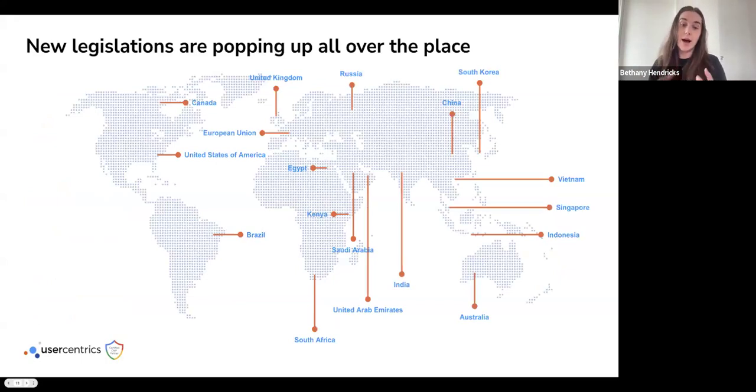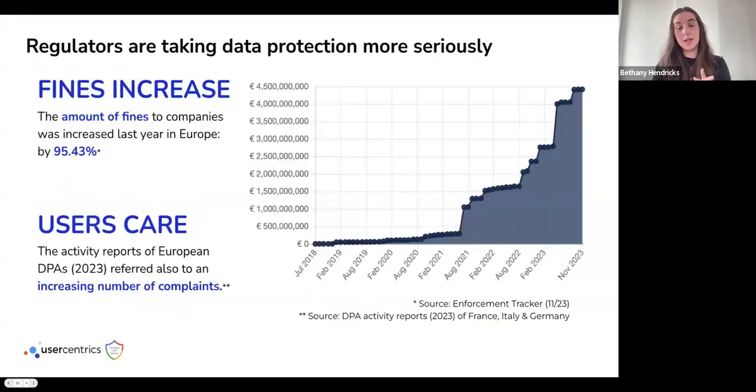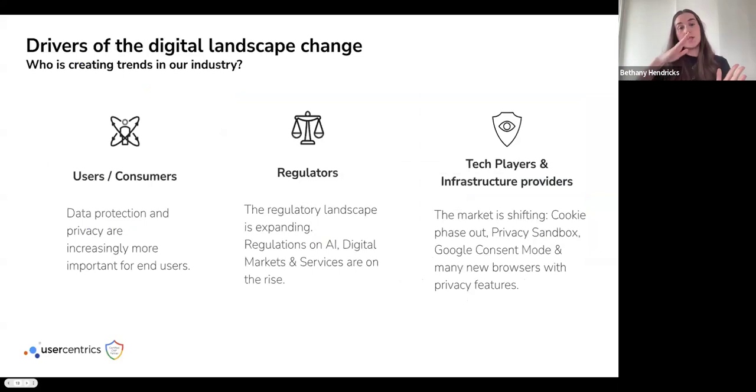So we now have the AI Act and we have the Digital Markets Act. And the Digital Markets Act, for example, is not just targeting the end website users, but it's targeting the big tech companies, the Googles, the Metas, who are the ones who are selling this data as a service, right? So this moves us on to the third driver, the big tech players.